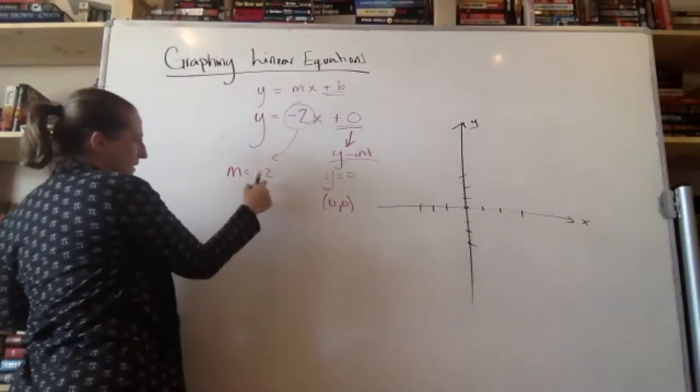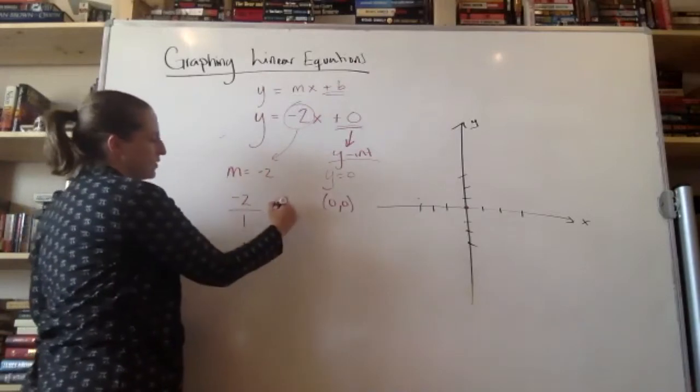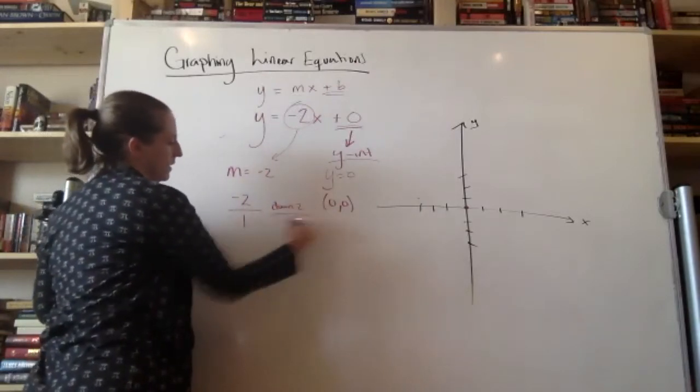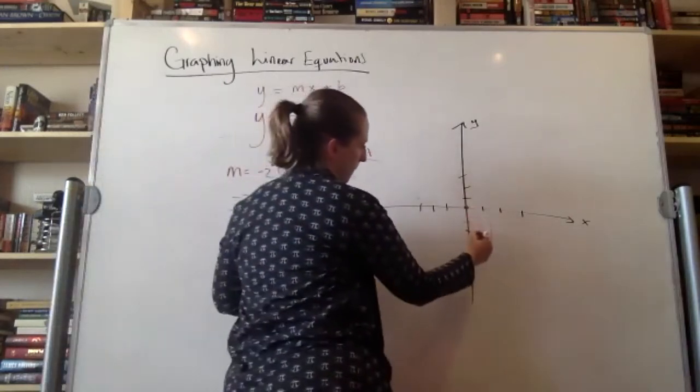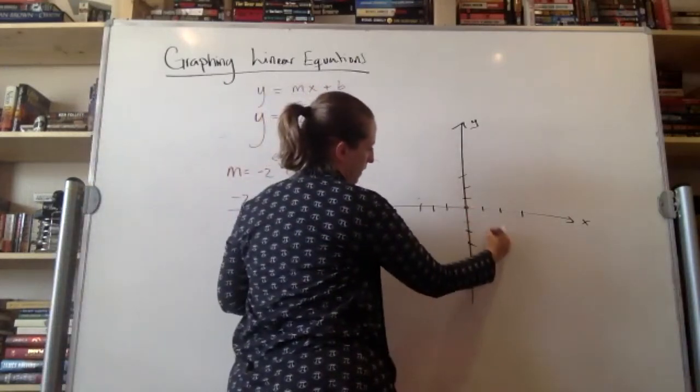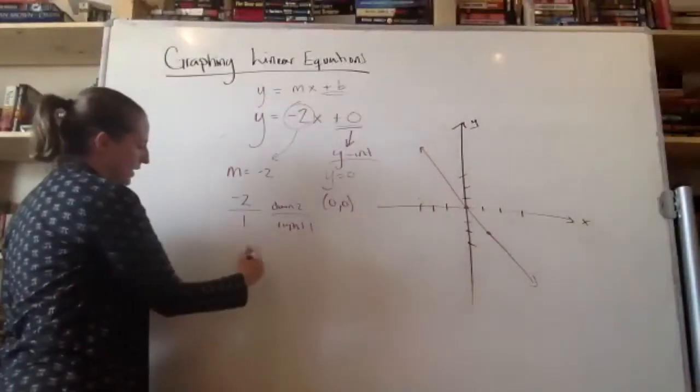Now remember, I can always think of -2 as -2 over 1. That doesn't change anything. So this tells me down 2 and right 1. So down 2 and right 1. So there's our line.